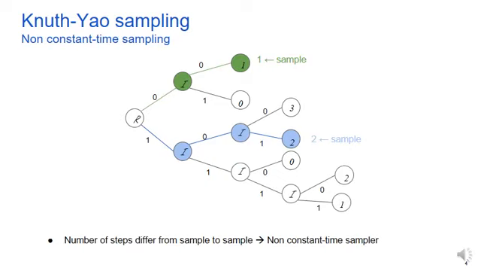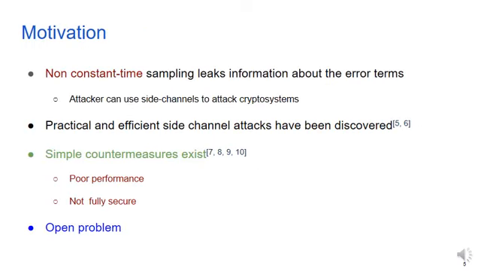Now consider these two random walks, marked in blue and green. It is clear that the number of steps to generate these two samples are not equal, or the sampling process is a non-constant time operation. Currently, almost all the discrete Gaussian samplers run in non-constant or variable time. This in fact leaks some information about the error terms. Attackers can use side channels to exploit this leaked information to attack the crypto system.